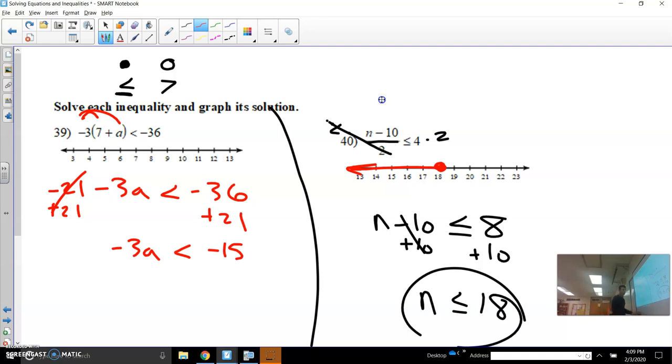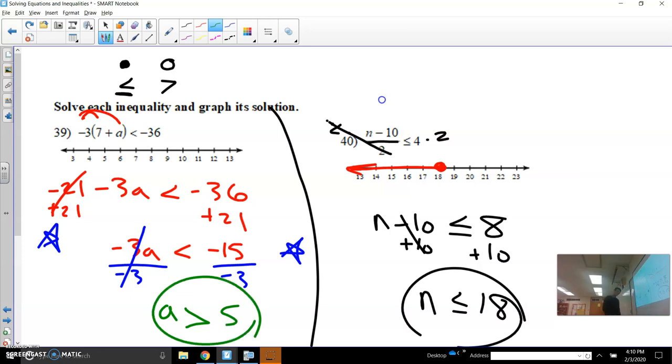Very important if you're trying to do well on this particular quiz coming up, what I'm about to do is very important to understand when you're trying to get these accurate. So these need to be divided. I want to divide -3 to the other side. But because you're dividing by a negative, the sign in the middle will change. a is now greater than 5. So really pay close attention to why that changed: because you're dividing by a negative number.